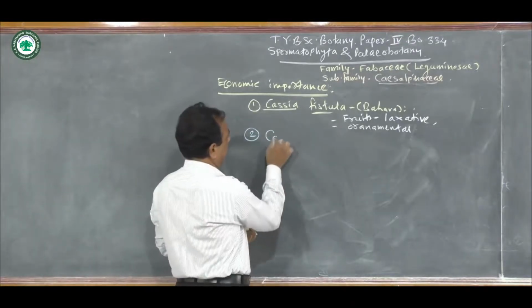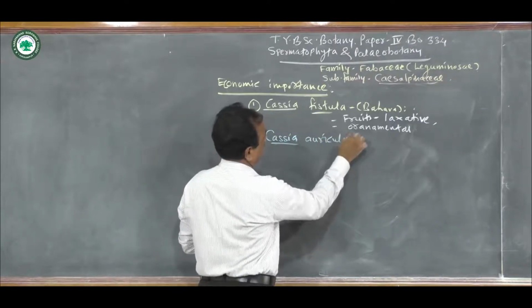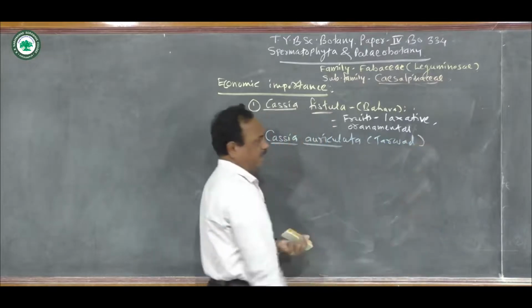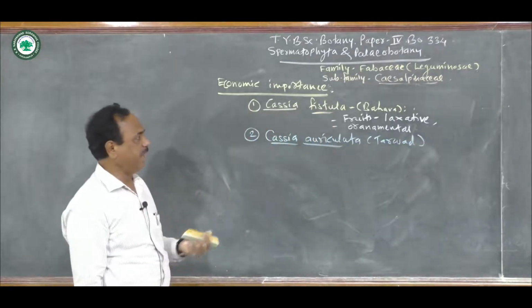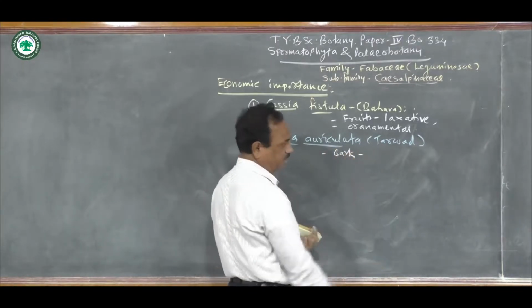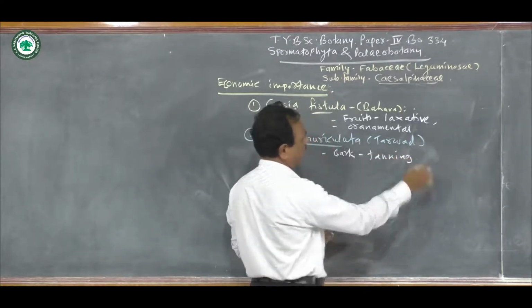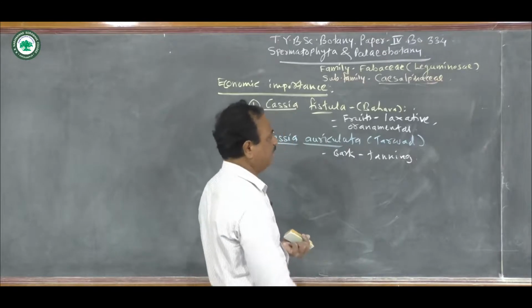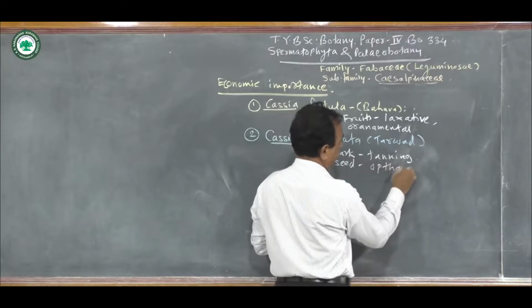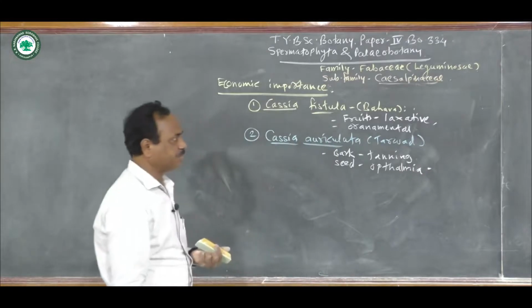Then next is Cassia auriculata. If we see this plant, actually it is a wild shrub, but this plant is also economically important. Bark of this plant shows the presence of tannin, so it is used for tanning purposes. So from the bark of this plant the tannin is obtained, and the seeds are also medicinally important. Seeds are used in ophthalmia.